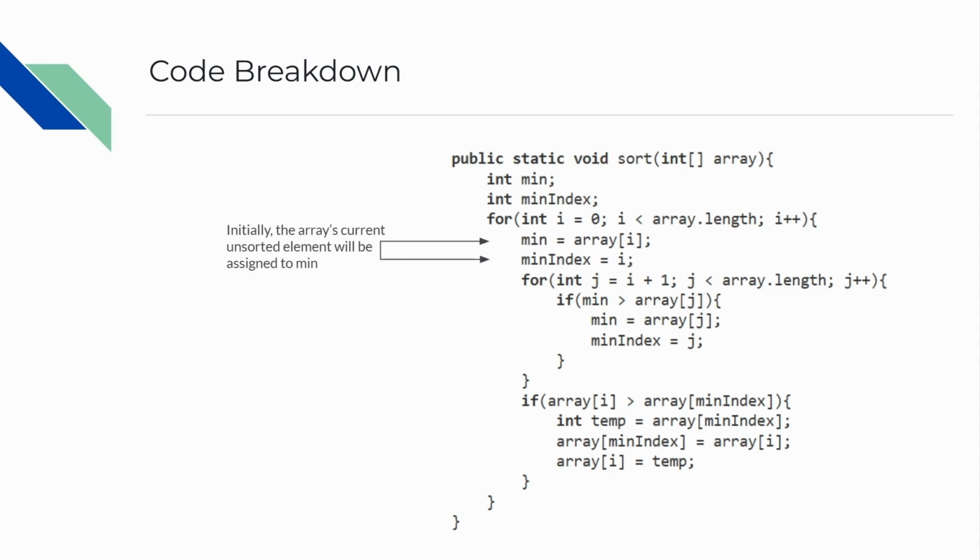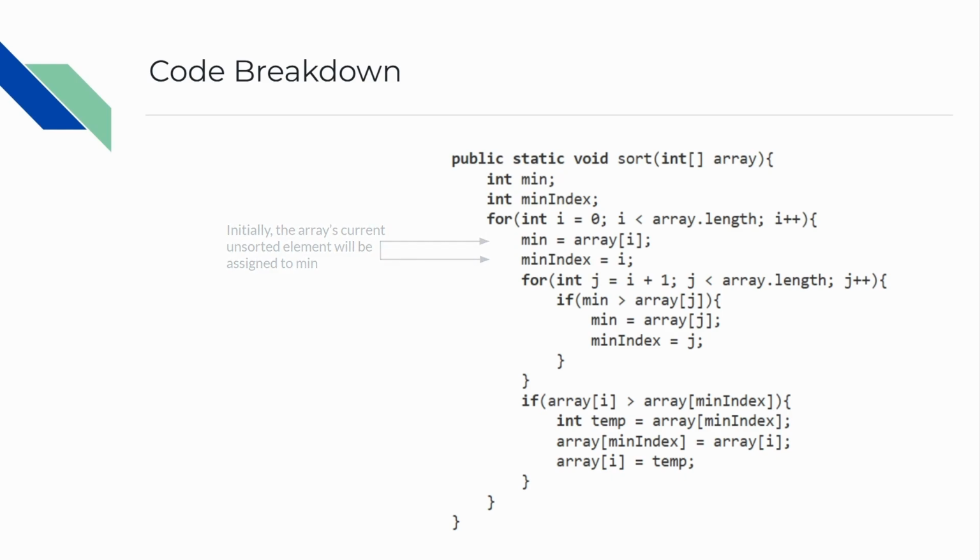Next, we have the outer for loop, and the outer for loop will iterate through each element of the array. For each iteration or pass, we assume that the first element in the unsorted portion is the minimum, and we will assign its index to minimum index.